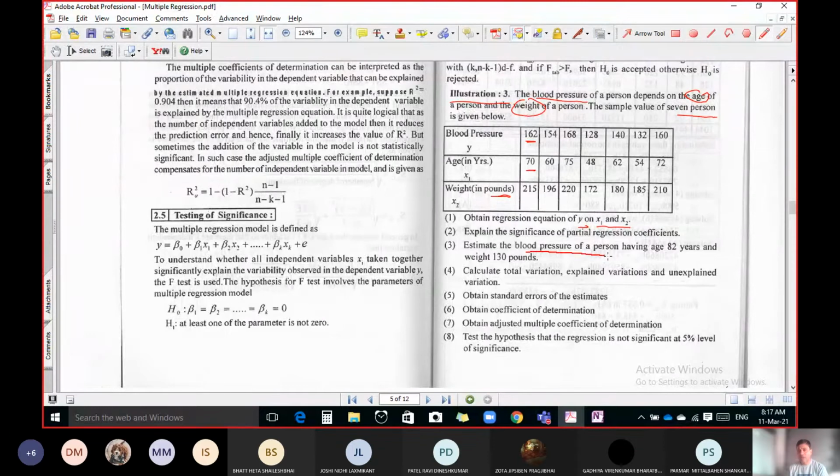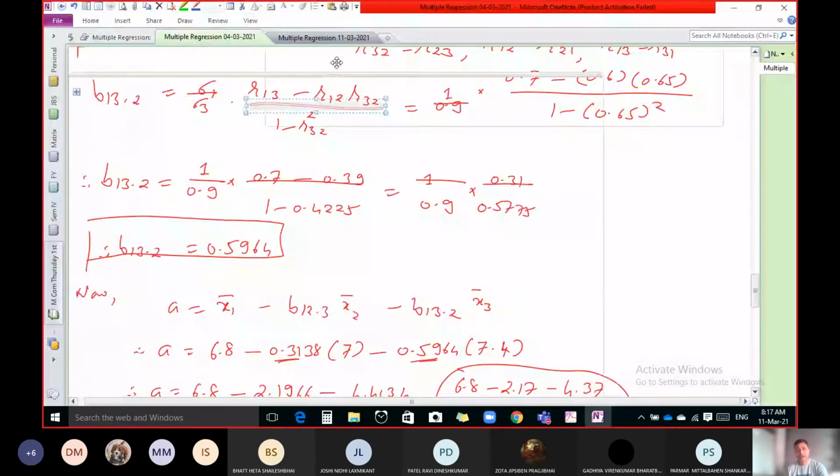Estimate the blood pressure of a person if the age of the person is 82 and his weight is 130. So we have to find out the estimated value of blood pressure for a person having age 82 and this weight. So let us do these two questions first of all, that we already discussed in our illustration 1. But here the way of presentation is slightly different.